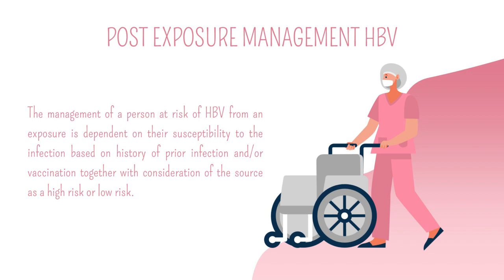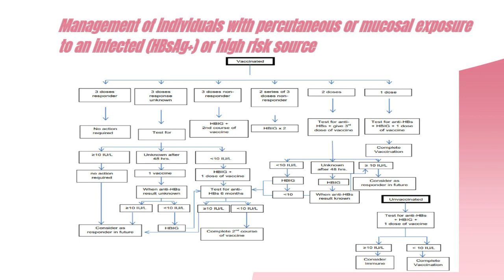given intramuscularly. Here is a table for the management of individuals with percutaneous or mucosal exposure to an infected or high-risk source. A known source is high risk if the person comes from a region highly endemic for HBV, has sexual relations with multiple partners, has a partner infected with HBV or at high risk of being so, is in close family contact with an infected person, uses injection drugs, or received blood or blood products prior. Wherever possible, the source should be tested. In the case of an unknown source, background circumstances may provide some indication of the degree of risk.